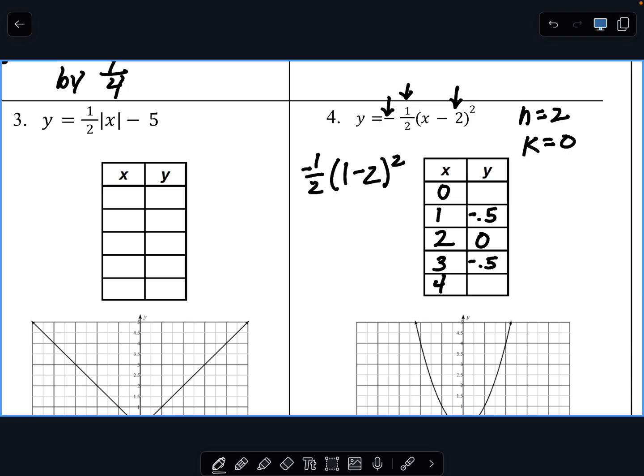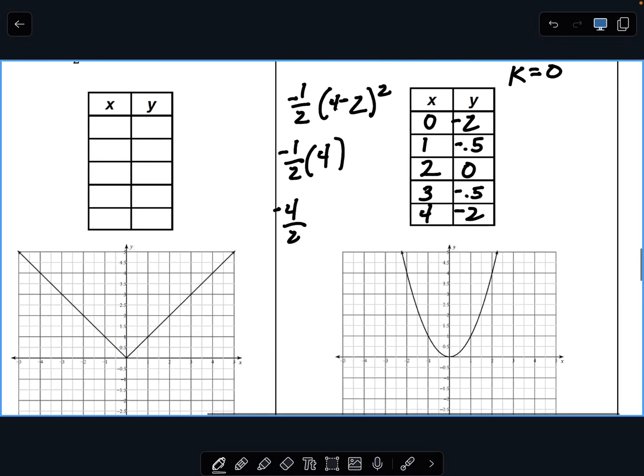What's going to happen at 0 and 4? Let's find out. So 0 minus 2 is going to be negative 2 squared is 4. So I'm going to have negative 1/2 times 4. I'm going to end up with 4 over 2 negative, and I'm going to end up here with negative 2. Will the same thing happen when I do 4? Let's find out. 2 squared, 4. Yep, same thing. So negative 2. Once I do that, I need to graph it.